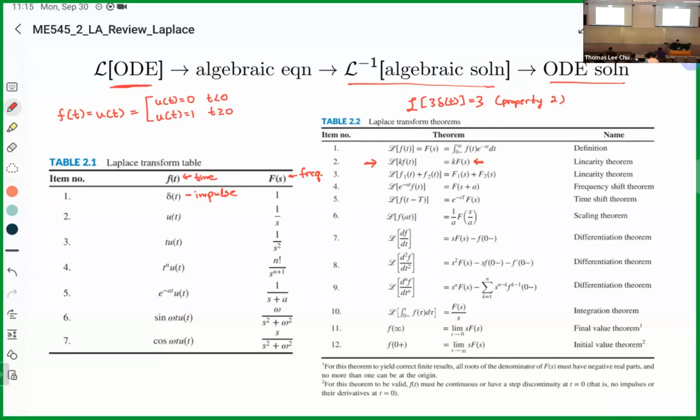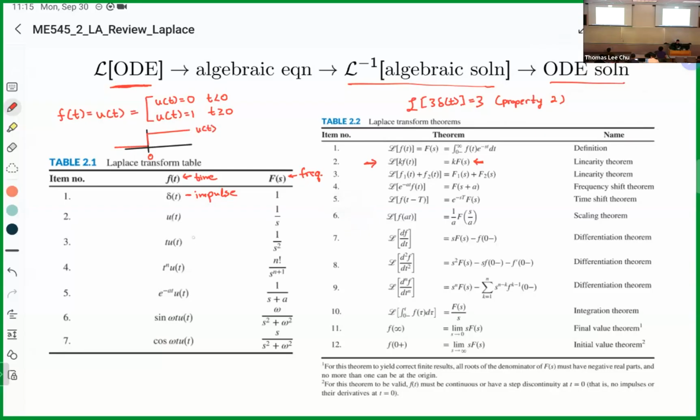So if I were to draw this function, it's 0, and then this is time equal to 0, and then it turns on. It's basically a function that turns on at time greater than 0. So think of u of t as an on-off button. When it's less than 0, it's 0. When it's greater than 0, it's 1. This is u of t.